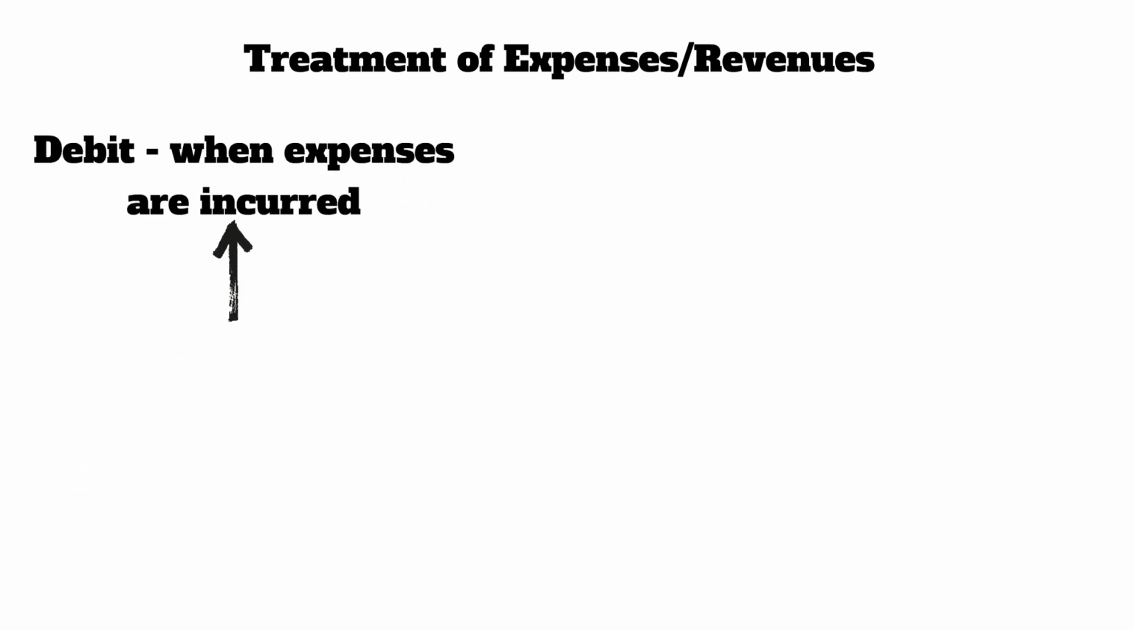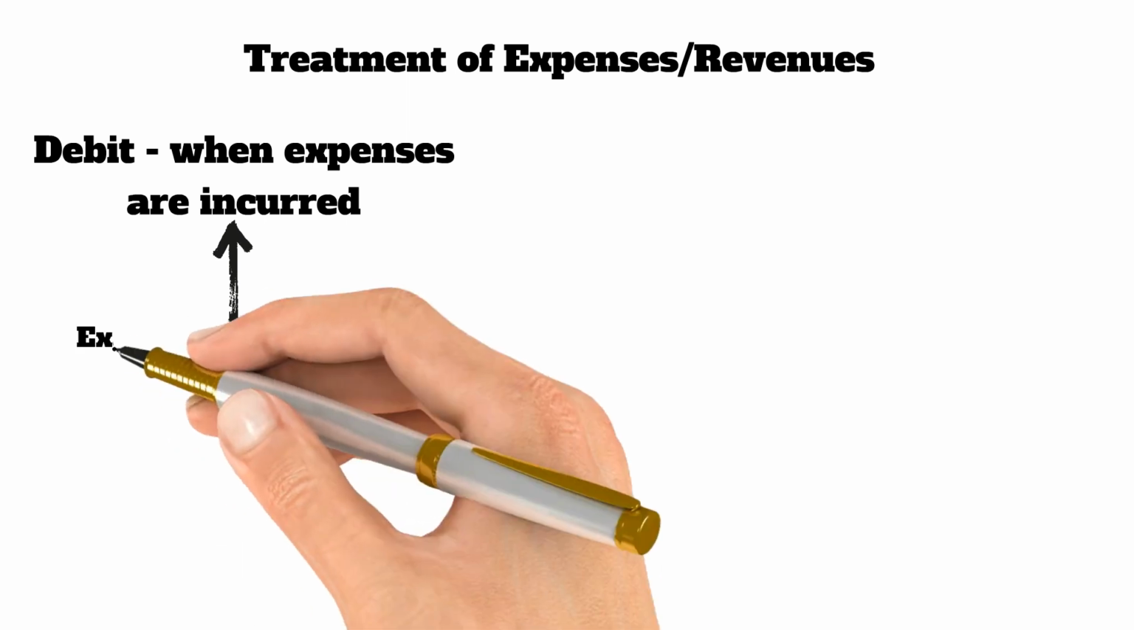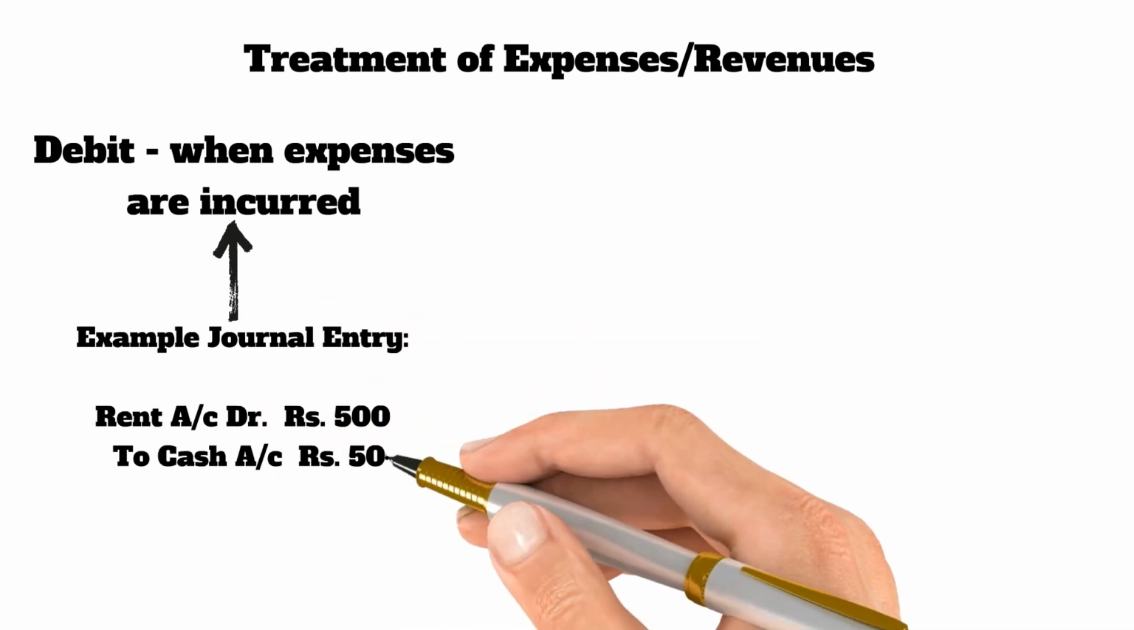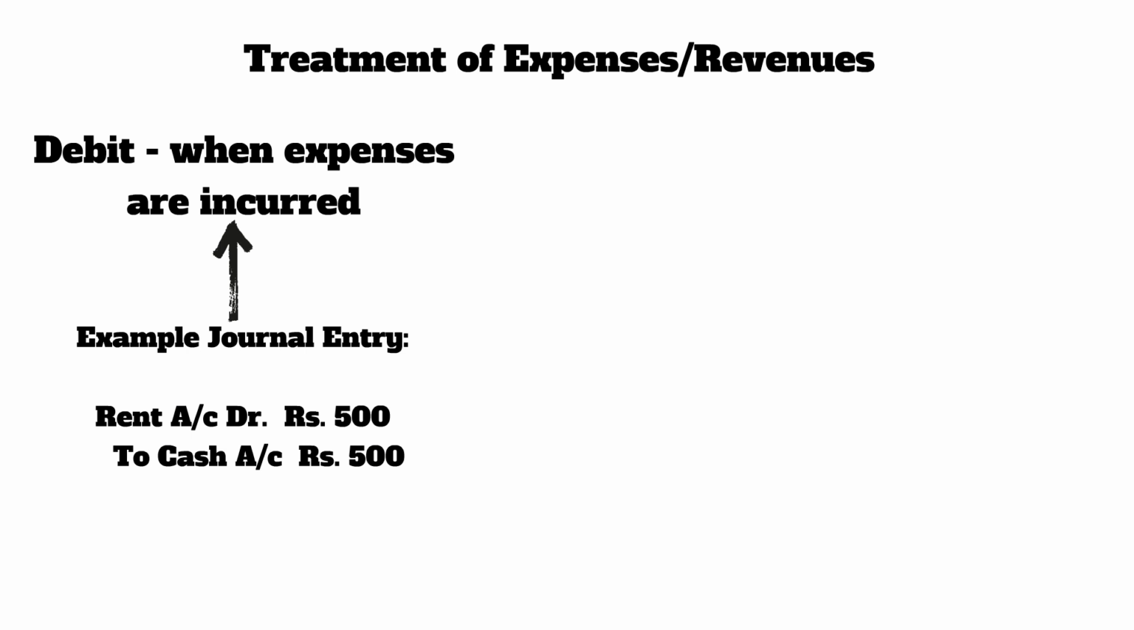Next, let us understand how you treat an expense or a revenue in the business. So you debit when expenses are incurred. In other words, you debit when there is an actual expense taking place in the business. An example journal entry is when you pay rent, which is taken from the previous example of an asset where I said credit is what goes out. Here I'm treating rent as an expense, so rent also gets debited and cash also gets credited.